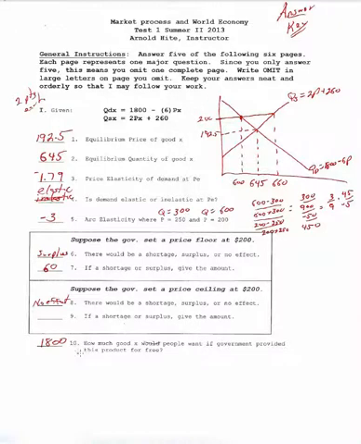Number 10 asks, how much good X would people want if the government provided this product for free? And you find that by just extending the demand curve down to where the price is 0, which would be over here, where the price is 0. And the way to do it algebraically is you just set the price equal to 0 in the demand equation, and you get the quantity demanded of X is equal to 1800.